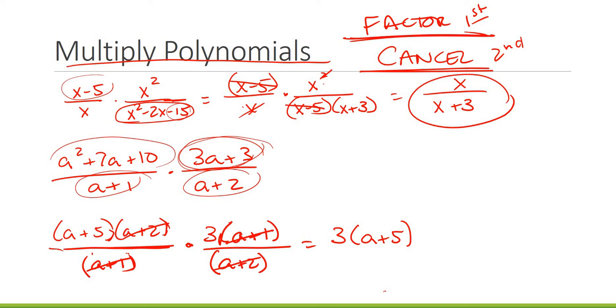Now in this case, it's okay to leave your answer in factored form. You could go ahead and distribute this, but you don't need to. This is a perfectly fine answer. What we're looking for is that all of the common factors have been canceled. So factor and cancel, and then all we have to do is write the pieces that are left over.